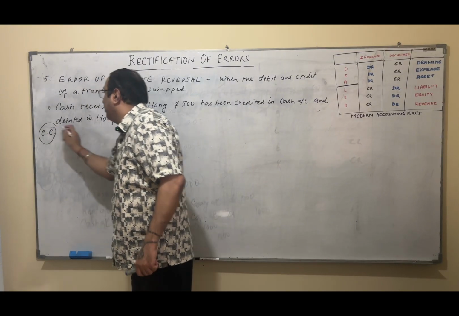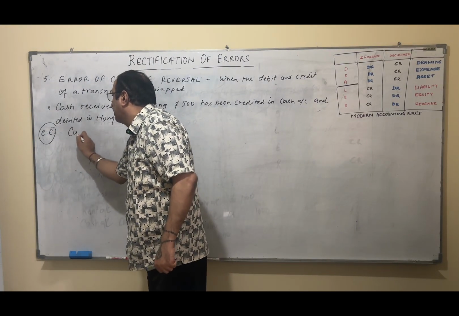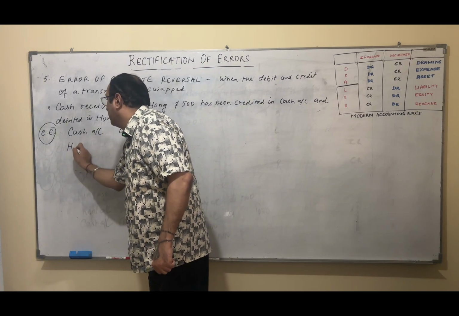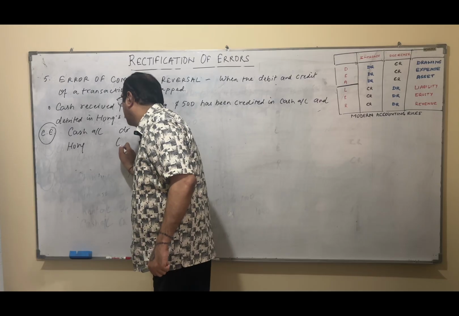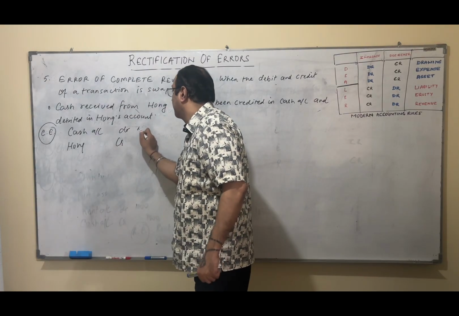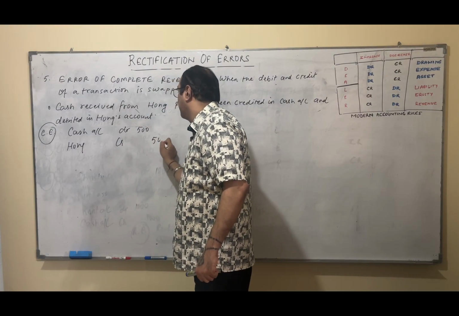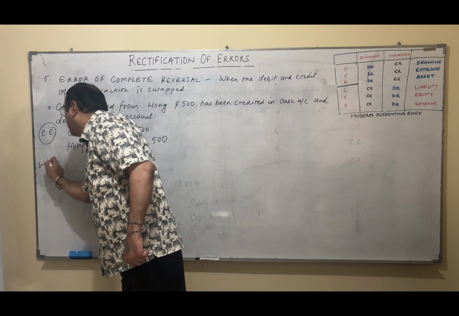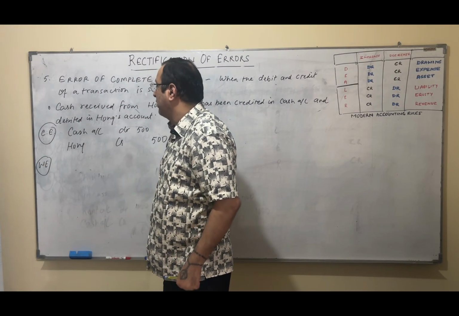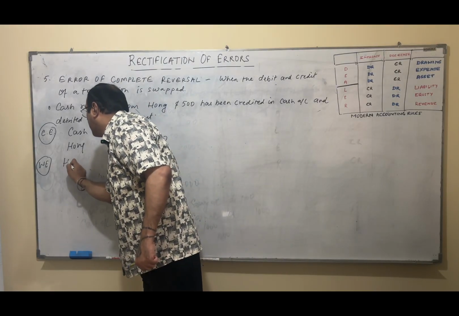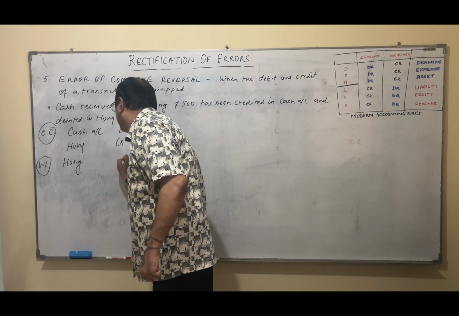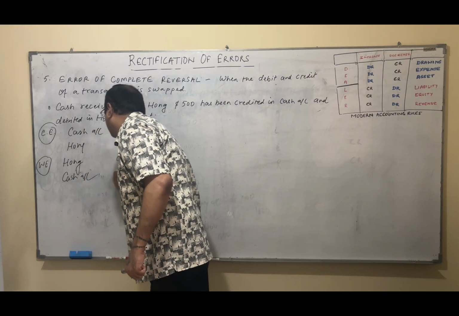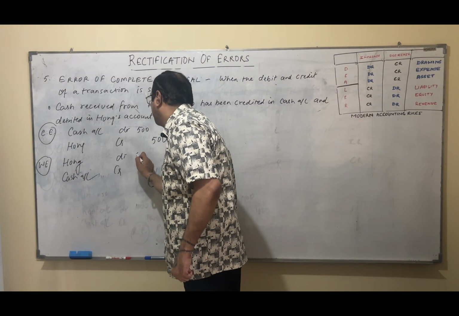So what I will do is write the correct entry. The correct entry: increase in cash should be debit, and Hong should be credit. It's 500, 500, 500. What mistake have I done? I have reversed it. I swapped the debit and credits. I have written the entry as Hong debit and cash credit. This is the mistake I have done.